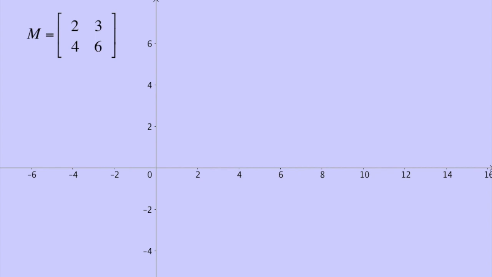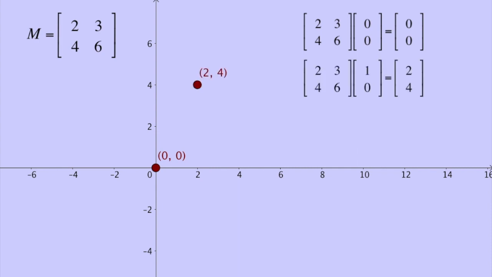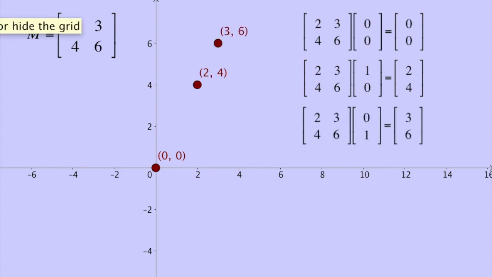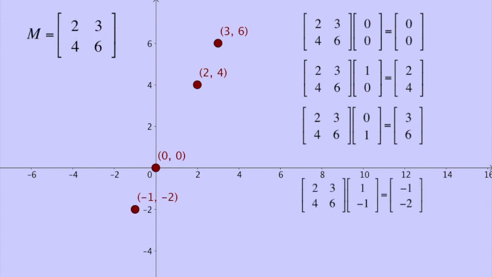We should probably take a look at the images of several input points. The first point, (0, 0), remains (0, 0) after transformation. This makes sense based on the fact that M is a matrix of linear transformation in 2 dimensions. The point (1, 0) ends up at the image location (2, 4), making sense again that it is the first column of the matrix. (0, 1) ends up at the point (3, 6), because again, it's the second column of the transformation matrix. The point (1, -1) ends up at (-1, -2) via multiplication.